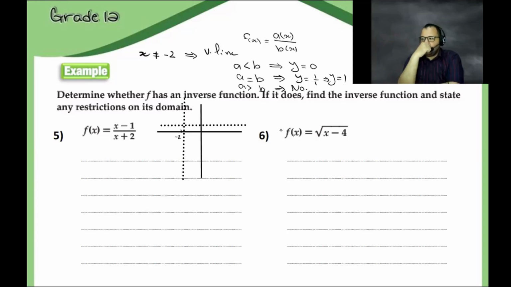Okay, there are three cases: one where A is greater than B, one where A is equal to B, and one where A is less than B. So when A is greater than B, that means that there is no solution. He's talking about this part.